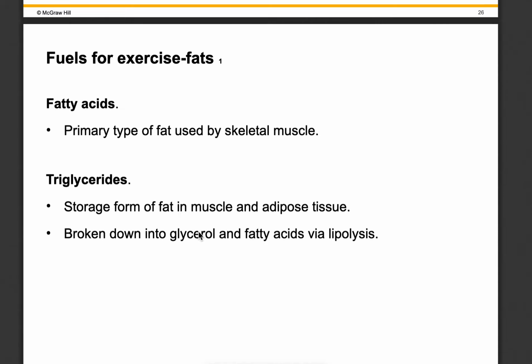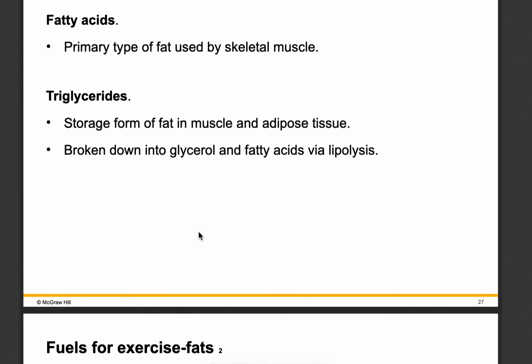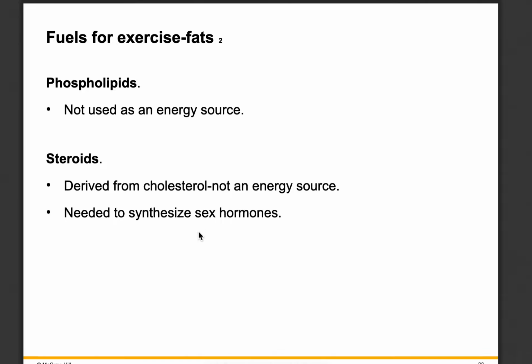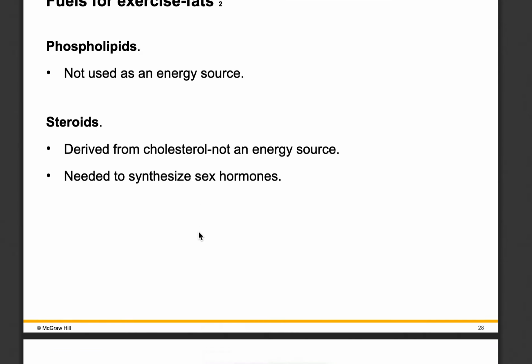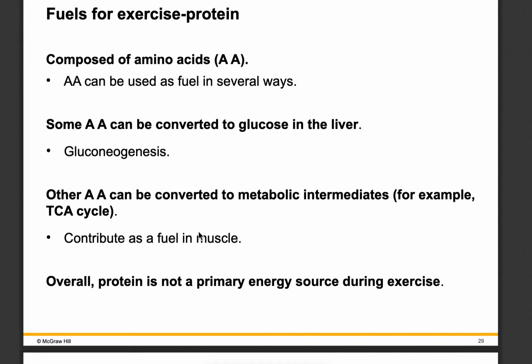Other fuels would be things like fatty acids and triglycerides, so fat that's stored in the skeletal muscles or in adipose tissue, and how that's broken down. You also have steroids and how those are needed. So we're going to be looking at a lot of these and how they are helping with this fuel in the body. So amino acids, which come from protein, and the fact that amino acids are great for synthesizing and building new protein structures in our body.